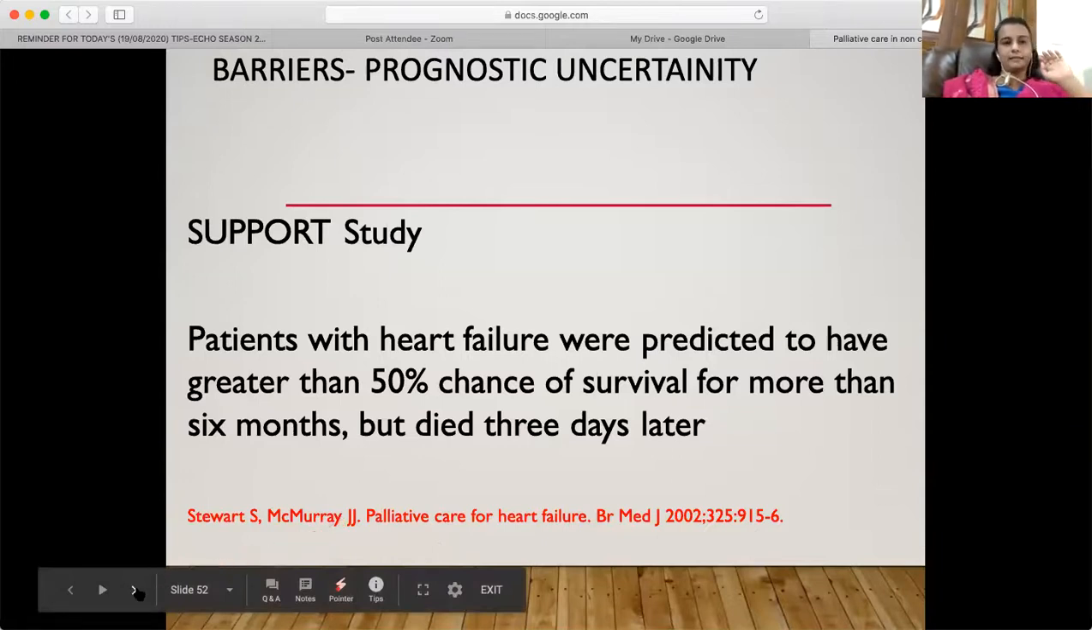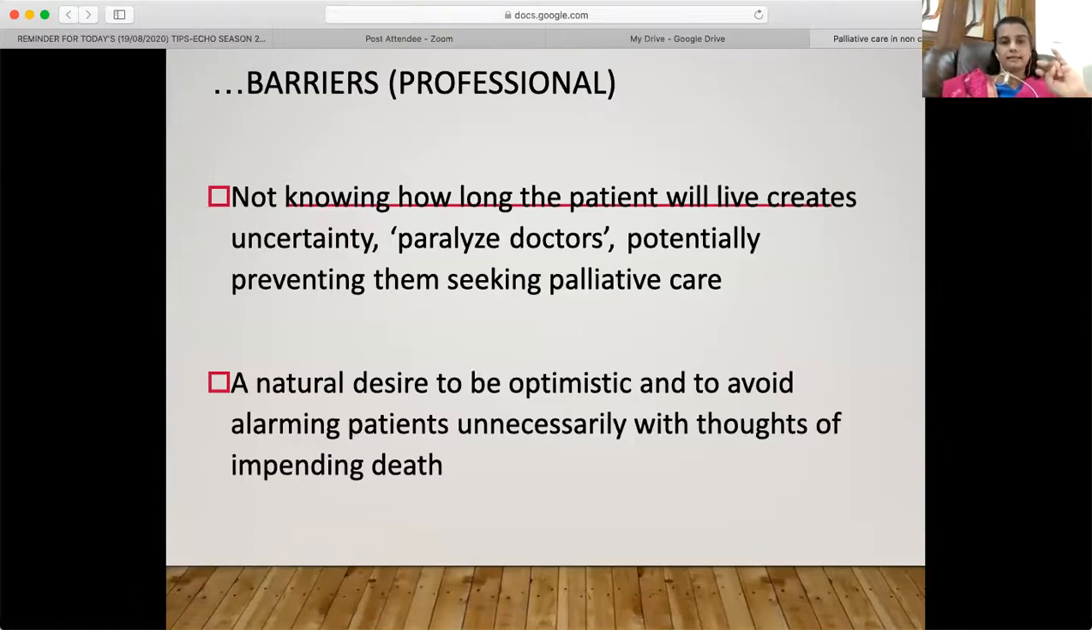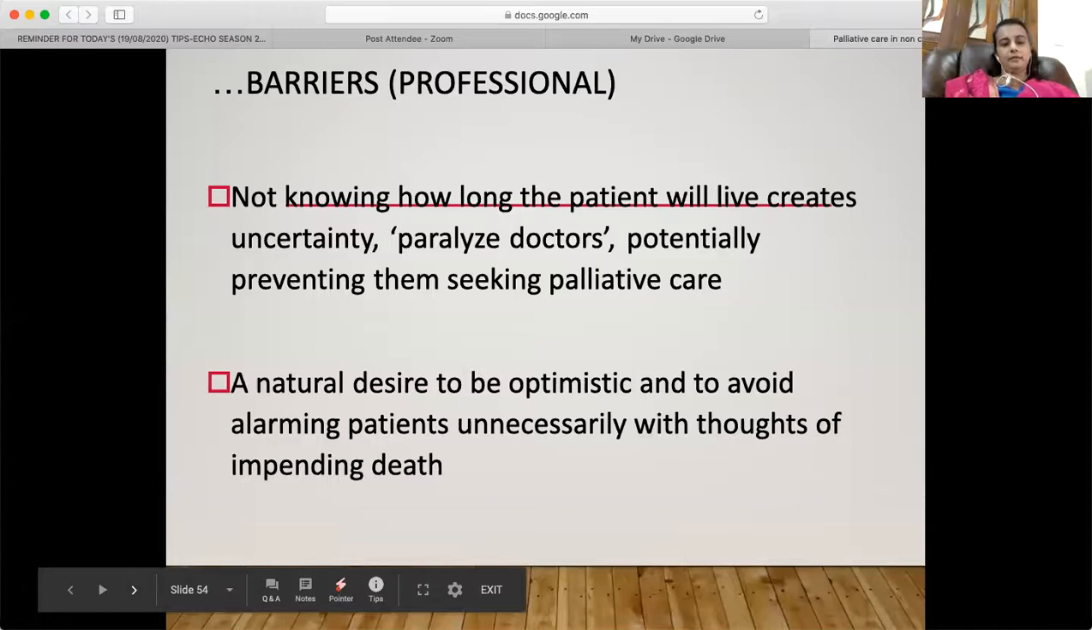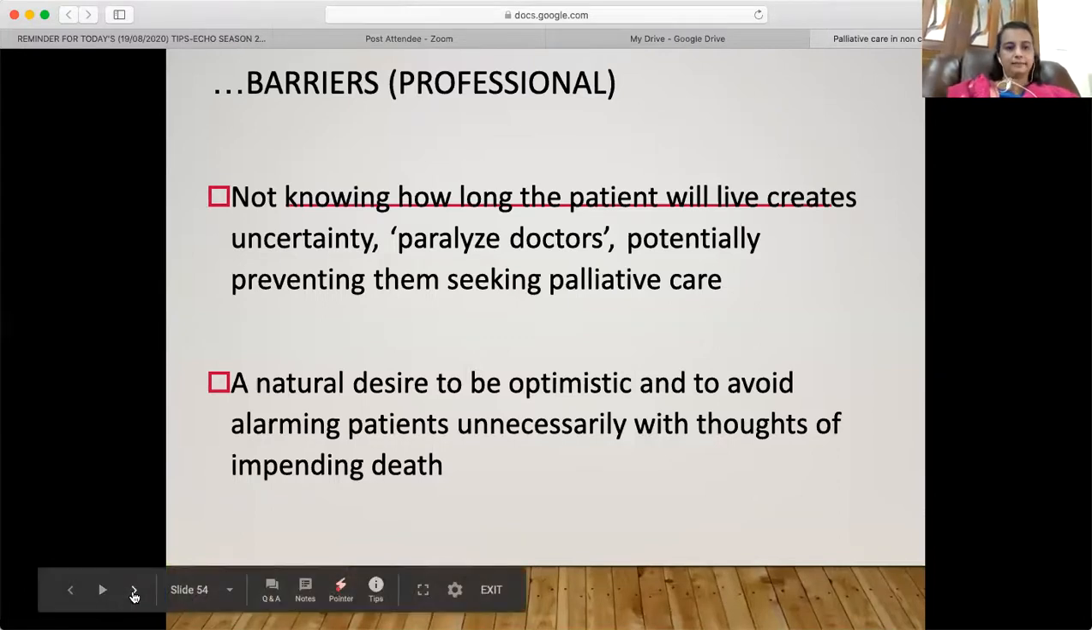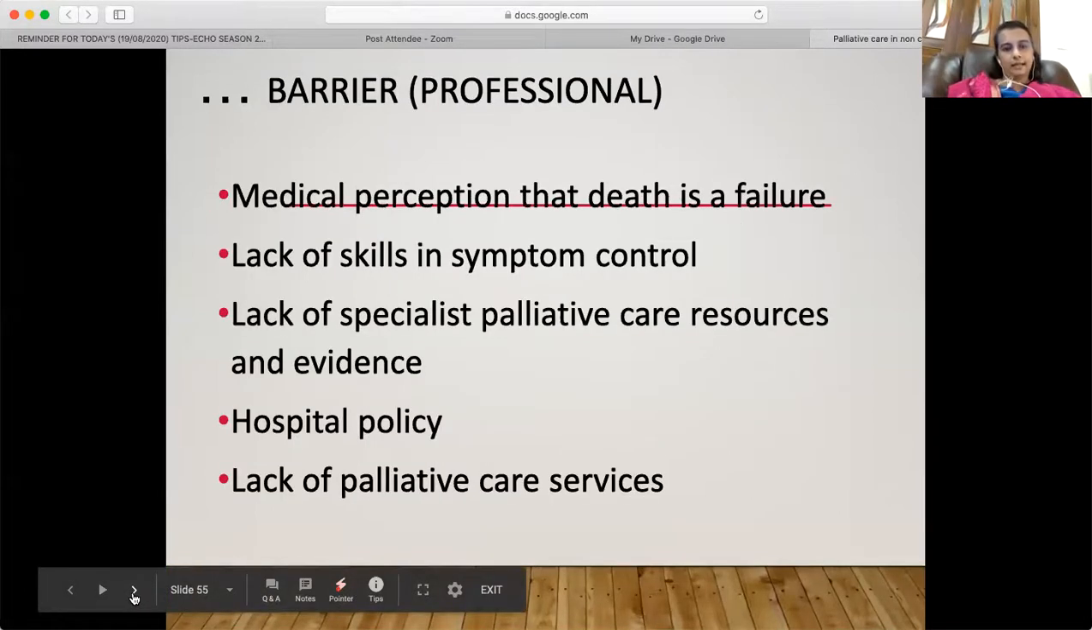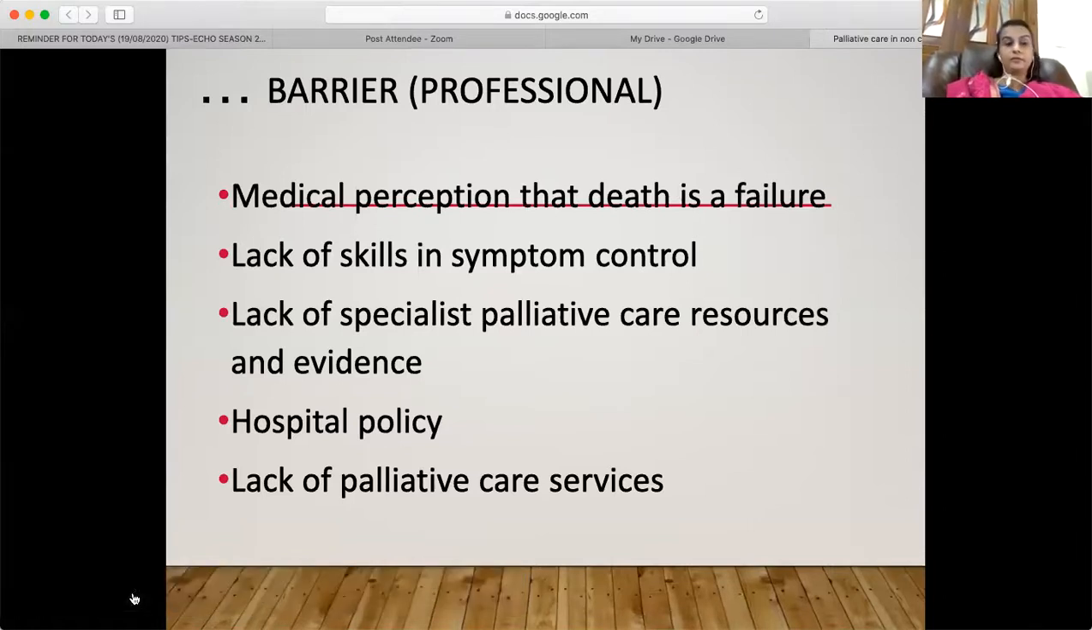So this is one of the barriers found as far as doctors are concerned, because they're not sure whether the patient is ready to be referred to palliative care or not. Not knowing how long the patient will live creates an uncertainty which paralyzes the doctors, and potentially prevents them from seeking palliative care. Also, doctors would like to be optimistic. They don't want to alarm the patient, because palliative care is equated with death, so they wouldn't want to alarm the patient with the thought of impending death. Some professionals also feel that death is a failure, and that if you accept palliative care, it means you have failed as a professional.